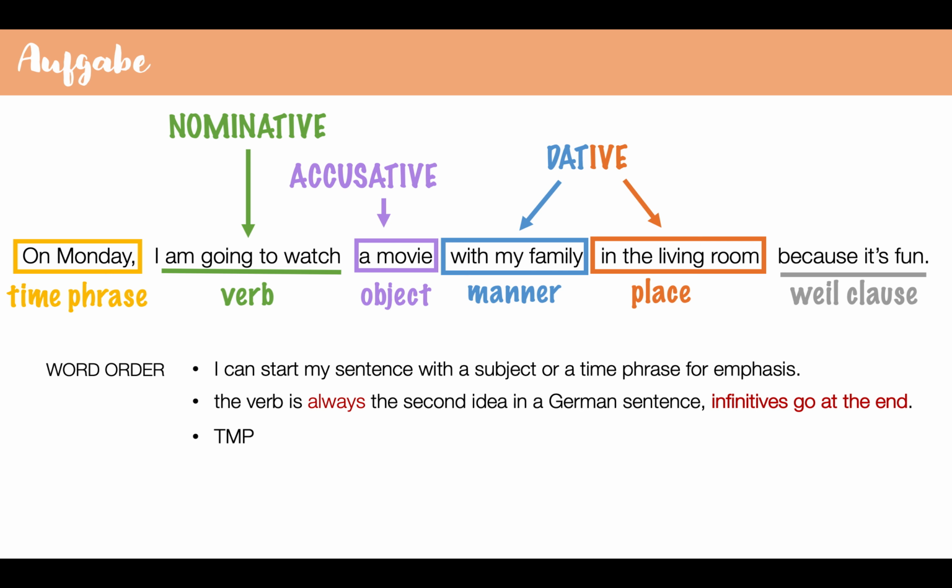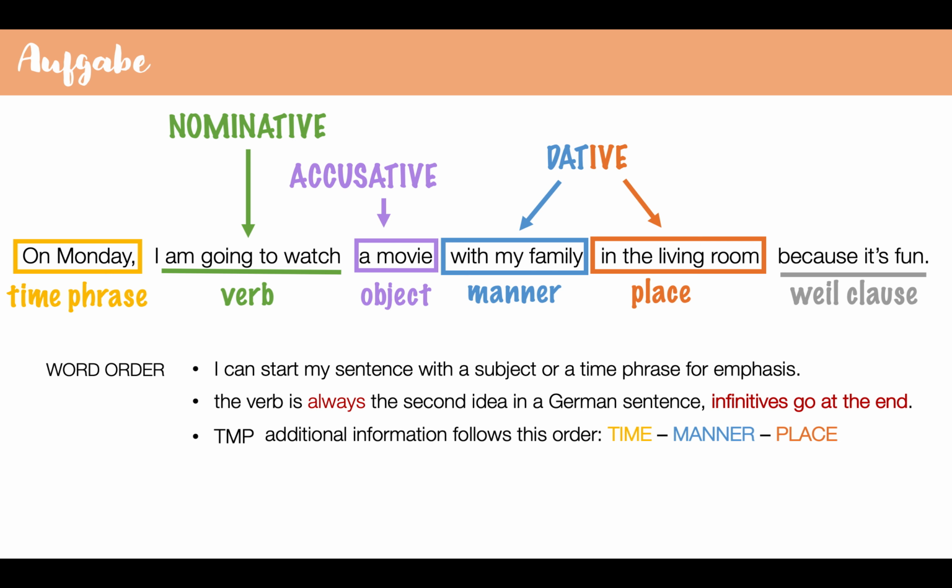The next rule is TMP. Now, can you remember what TMP stands for? I'll let you look at the colors and the sentence for a second. You might guess it. TMP stands for time, manner, and place. And this is what we use to order the rest of a sentence.